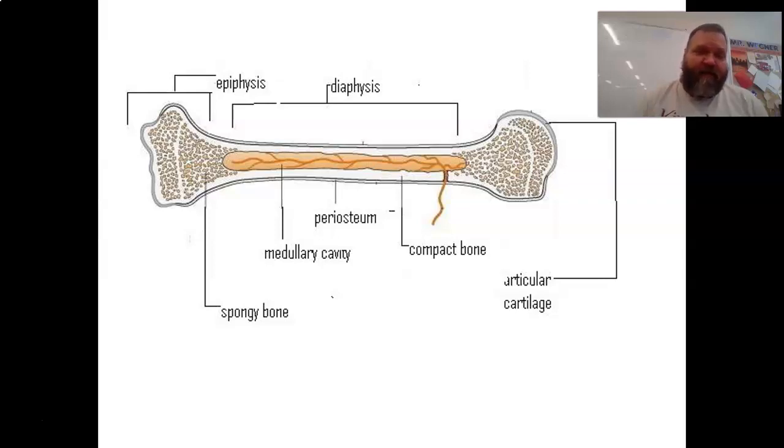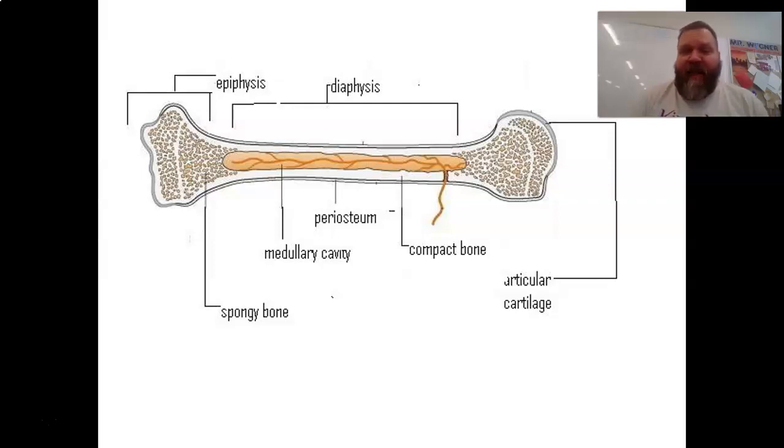Notice that in the epiphysis, there is spongy bone in the middle. In the diaphysis, you have the medullary cavity. That's again where you make and produce red blood cells, white blood cells, and store fat. There's a periosteum, which is a covering on the bone. There's compact bone in the diaphysis. Notice that it's solid, it's sturdy, it's strong.